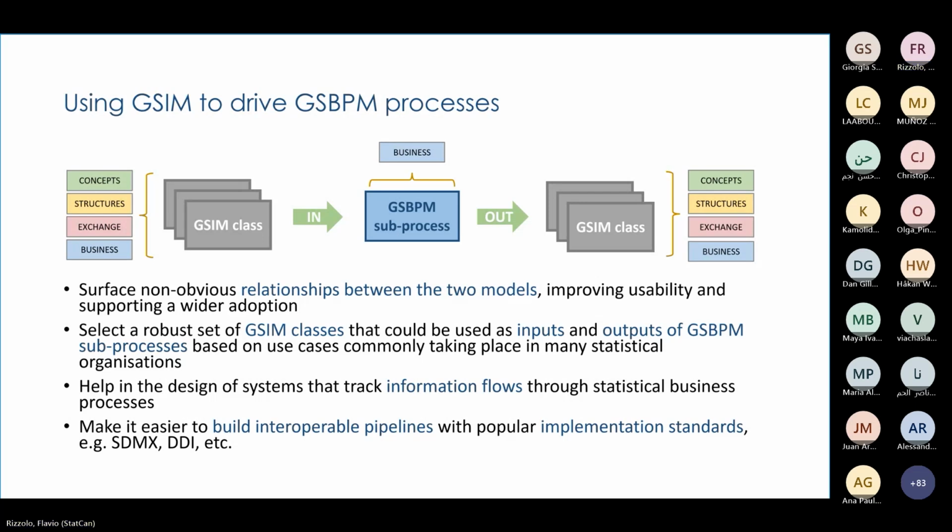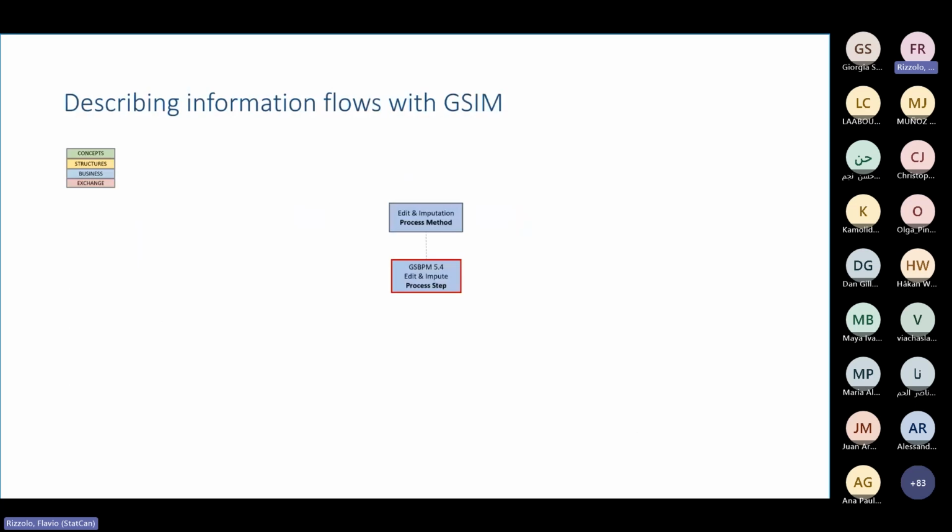So in addition, we wanted to help in the design of systems to track information flows through statistical business processes. That's an essential piece of the business analysis that if you don't have the information side of things, you have a hard time connecting essentially the subprocesses in your workflow. And finally, we wanted to make it easier to use those information flows to implement interoperable pipelines and orchestrations with popular implementation standards like DDI and SDMX. So let's see next how that works with an example.